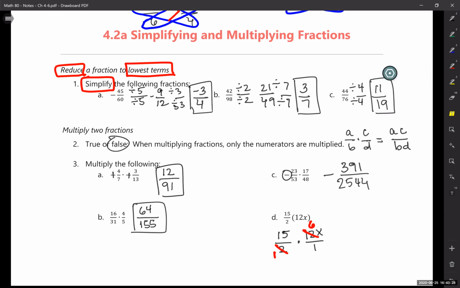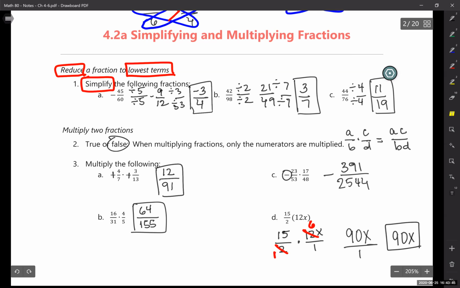Now when I multiply, I have 15 times 6x, which is 90x. And then I just have ones on the bottom. So technically I have 90x over 1, but it says to simplify it, we don't write it over 1. We just write the whole number, 90x.